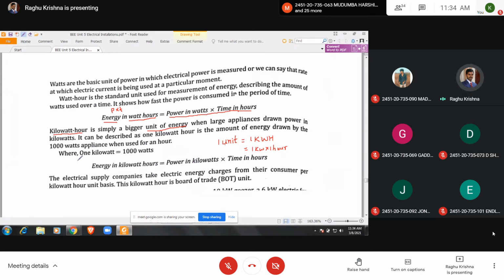So 1 kilowatt means 1000 watts. If you consume 1000 watts for 1 hour, you are going to consume 1 kilowatt hour of electrical energy. Energy in kilowatt hours is equal to power in kilowatts into time in hours. Is it clear? So 1 unit is equal to 1 kilowatt hour, which is equal to 1 kilowatt into 1 hour. If you apply 1 kilowatt for 1 hour, you consume 1 unit of electrical energy.